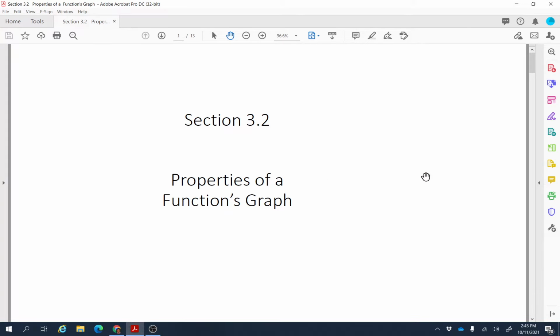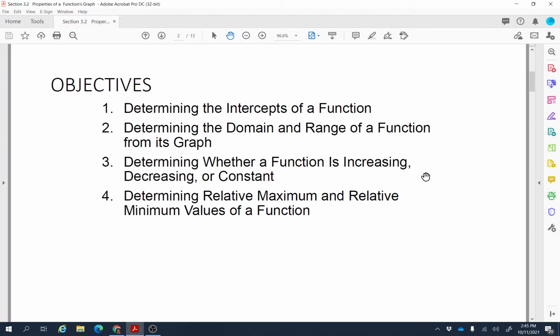Section 3.2, properties of functions graph. So in this section we have to deal with the graph of functions, and from the graph we need to find out different information about that function.